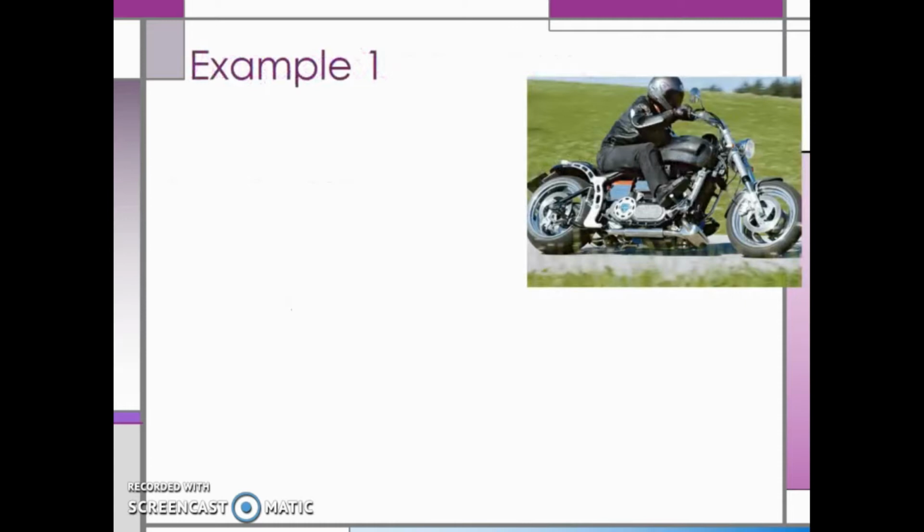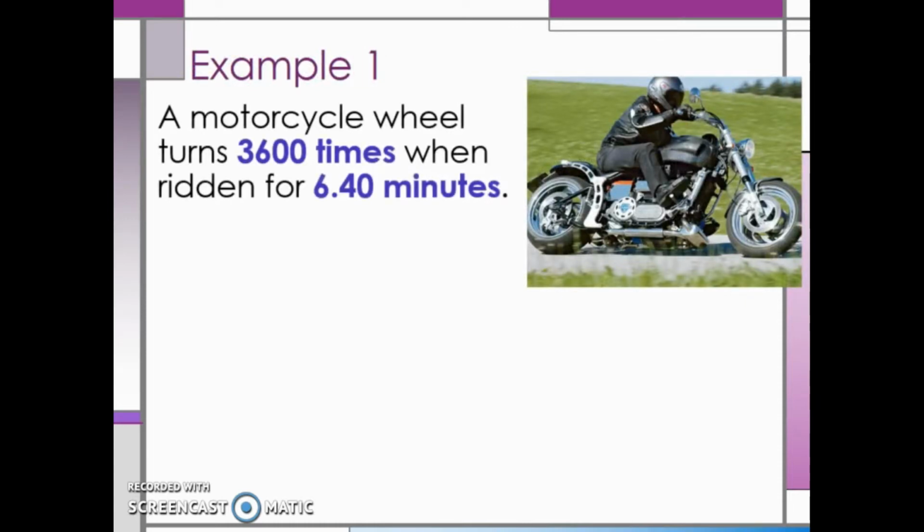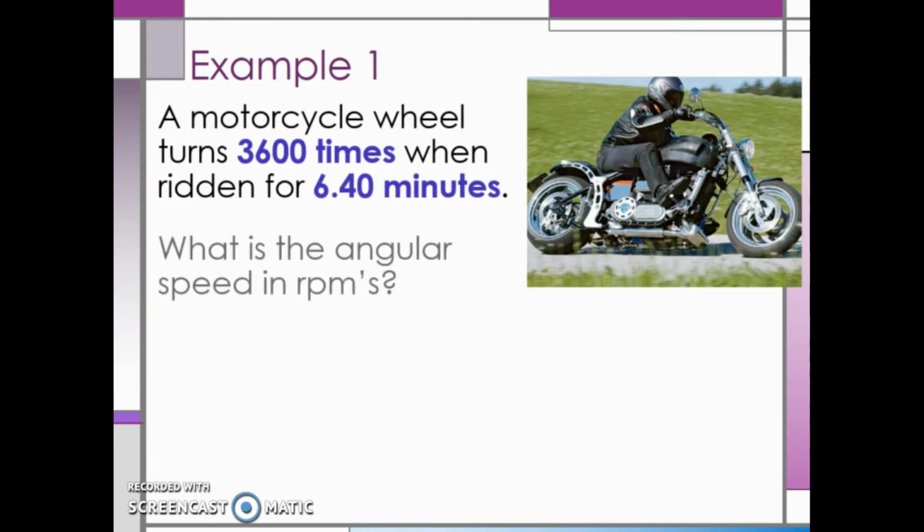Now we will look at an example where we use the angular speed formula. A motorcycle wheel turns 3,600 times when ridden for 6.4 minutes. What is the angular speed in RPMs?